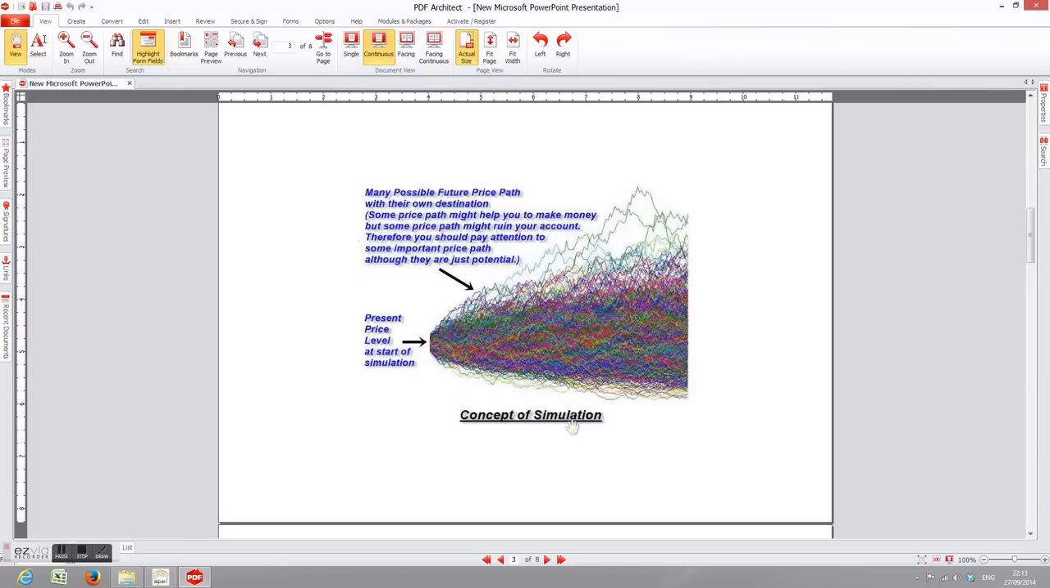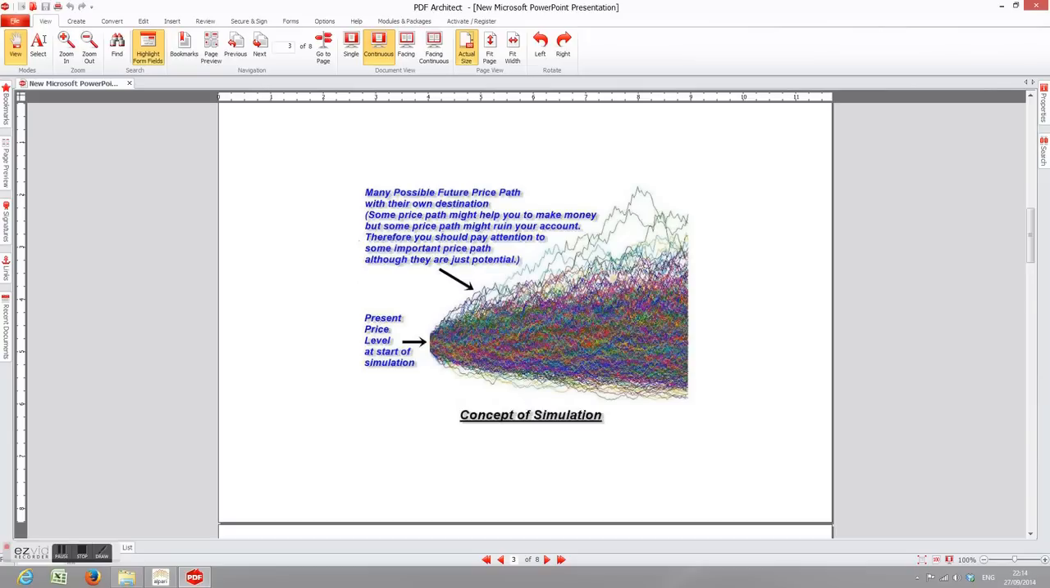The future might be predictable and might not be predictable. I bet 99% of the time it will not be predictable. However, we can assess the possible future scenarios from the present. For example, let's look at this picture here. From the starting point, the future price might evolve to any possible destination. It might follow these price patterns and reach here, or it might follow these price patterns and reach there. There are many different price paths it can go through in the future.